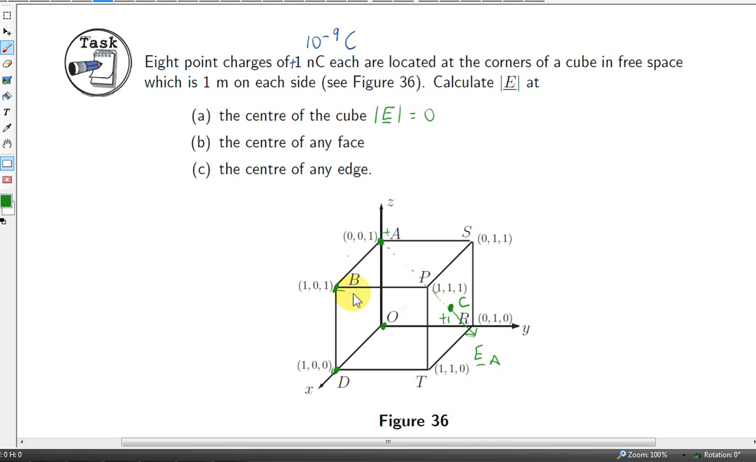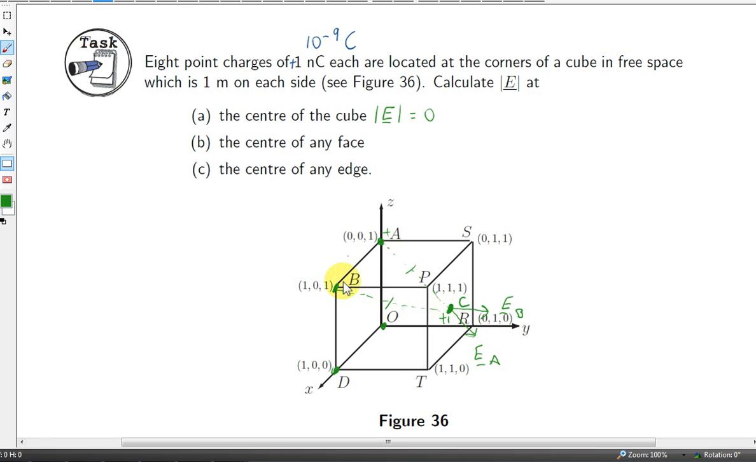Now we can do the same for B. We can get the electric field vector due to the charge at B. Now what can we say about these 2 vectors? Well, they actually have the same magnitude. Why is that? It's because the distance of C to both points A and B is the same. This distance is the same as this distance.